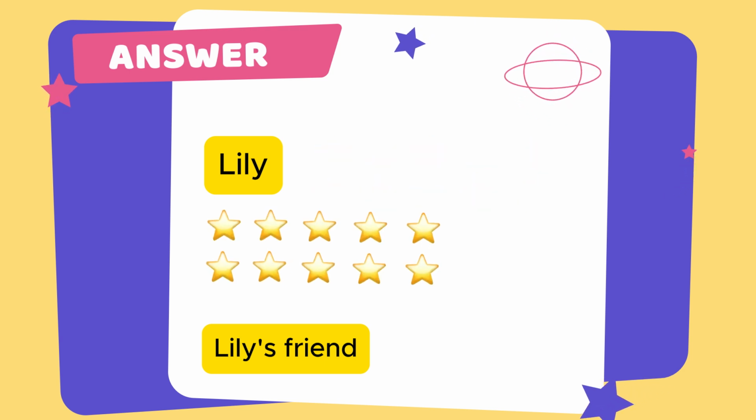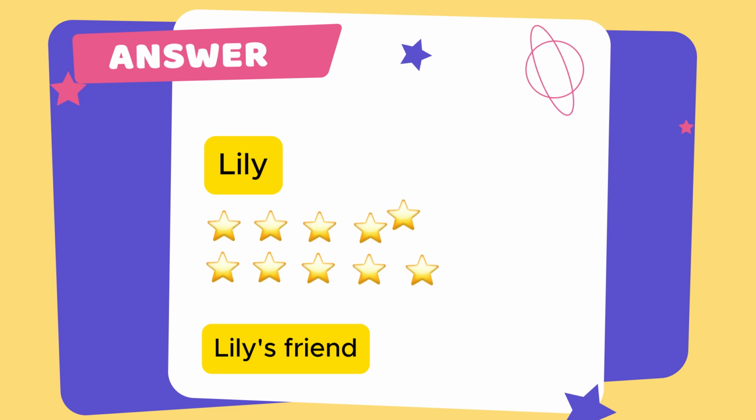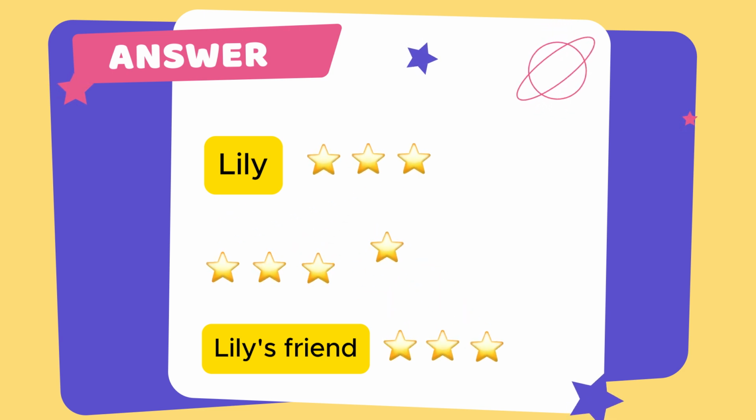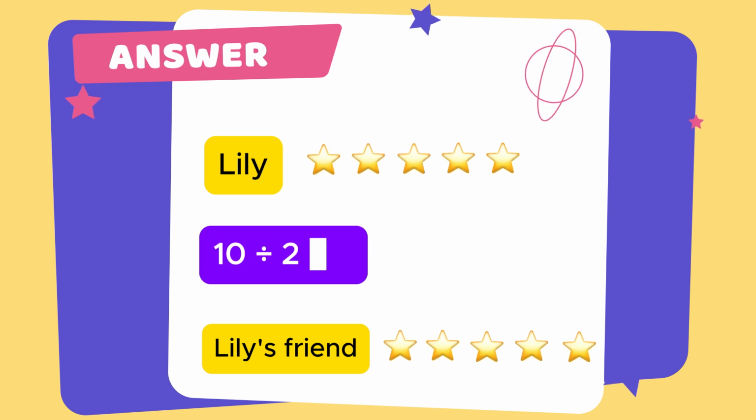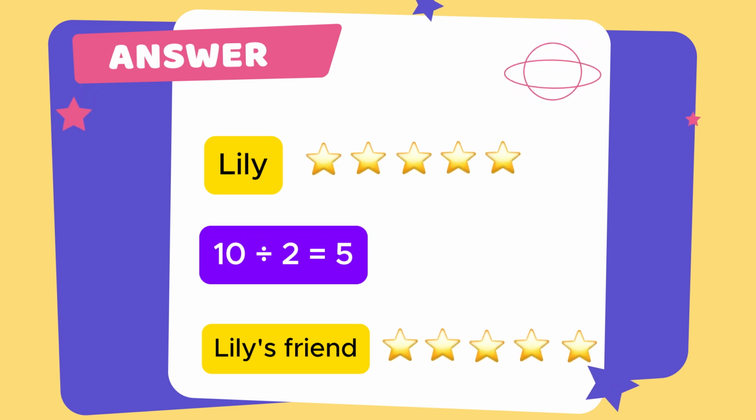Let's count. If we split the 10 stars into 2 groups, each group gets 5 stars. So, 10 divided by 2 equals 5.